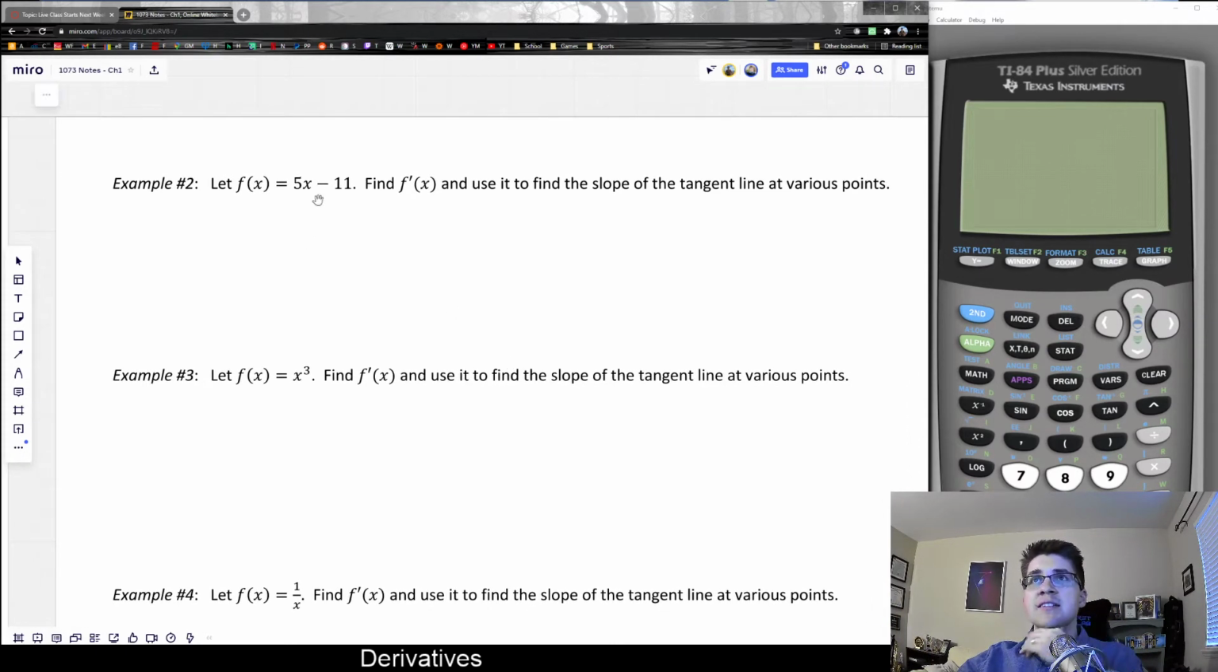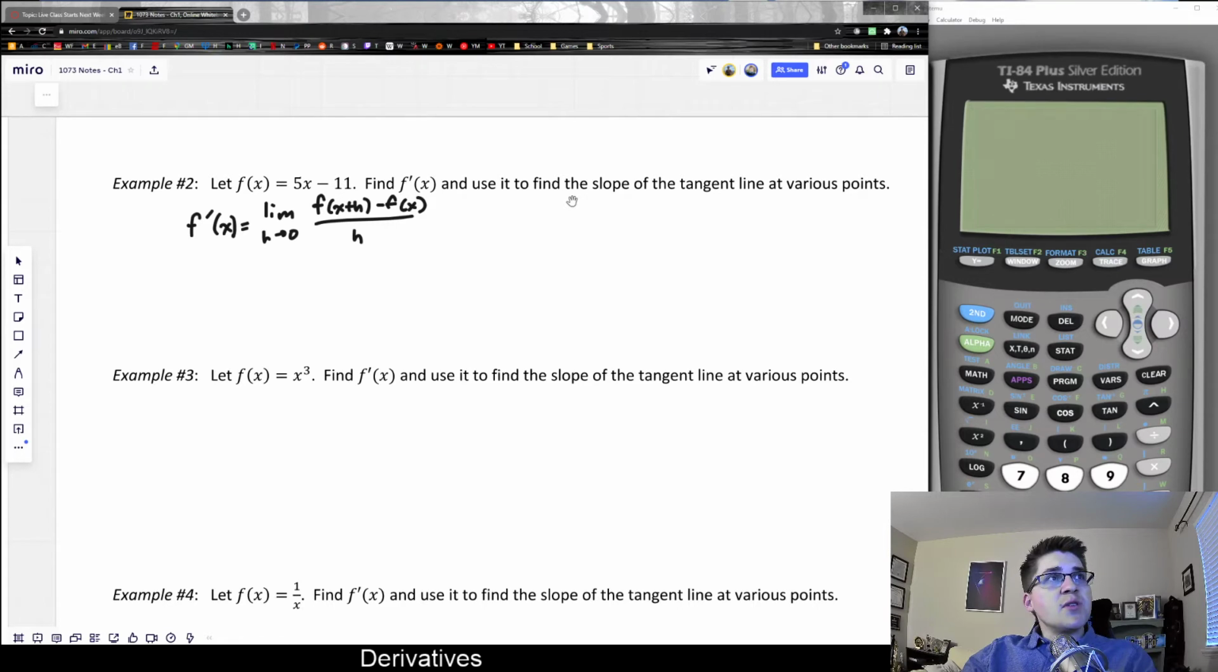Starting with f of x is equal to 5x minus 11, it says to find f prime of x and use it to find the slope of the tangent line at various points. So again, let's start with our definition. f prime of x is always equal to the limit as h approaches 0 of f of x plus h minus f of x, divided by h.